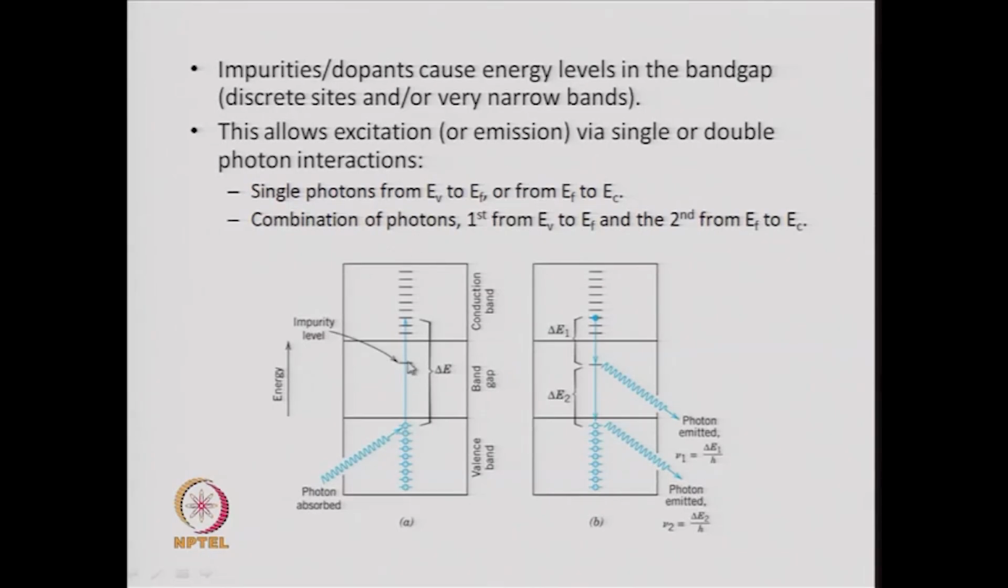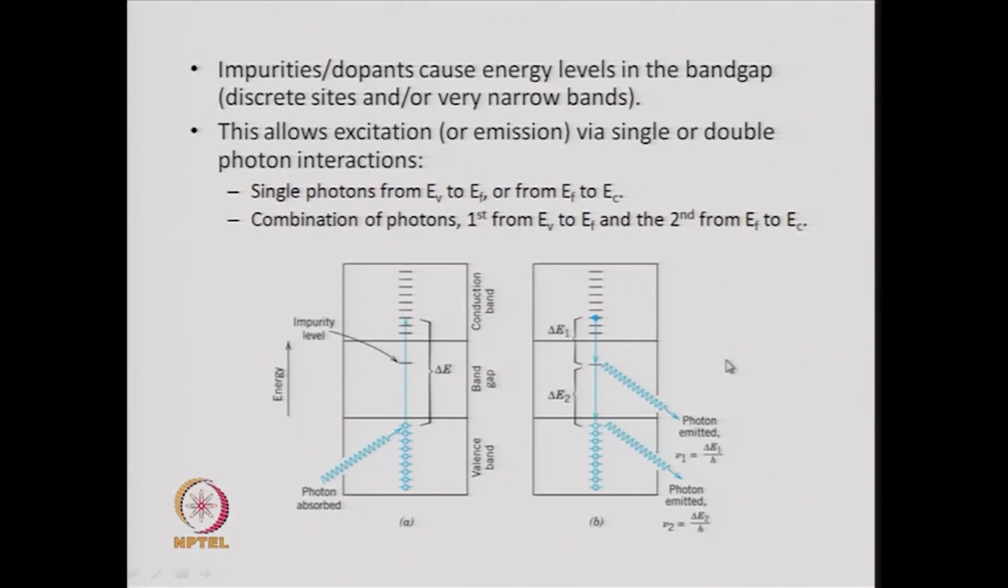You can have one photon absorption from here to there, you can have one photon absorption from here to the conduction band, you can have two photon absorption, that means one from here, one from there, and they can also emit like this. So, one photon comes from here and then you have this transition, the electron comes down and you have a photon as a result of that emitted. So, you can have this type of one photon or two photon combination of photons emitted due to the presence of impurity levels.